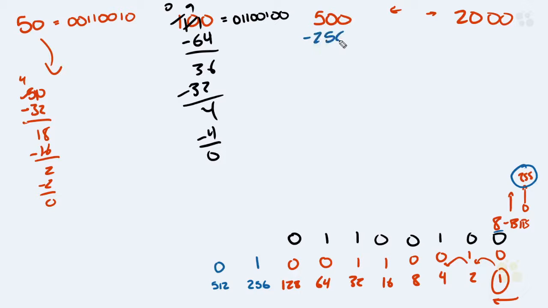So same story from there on out. That'd be 500 minus 256 is 244. Okay, so my next one goes right there at 128.